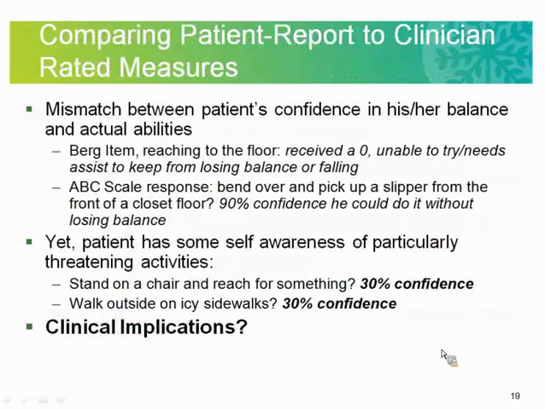So what can we see from these two different kinds of assessments? Well, first of all, we can see that there is a mismatch between John's confidence in his balance and his actual abilities. But we also see from the self-report that John does have some self-awareness of particularly threatening activities. So we can start there by asking him to describe what makes these particularly threatening activities risky for him.